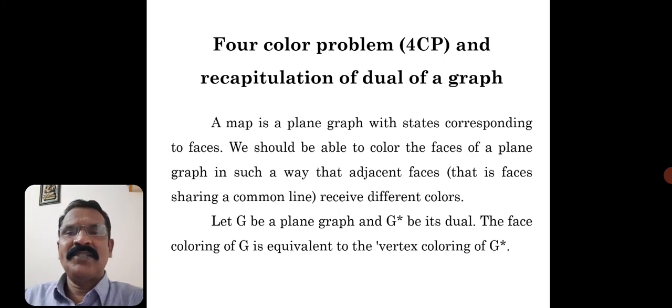So that is very interesting. If you color the geometrical dual of a graph, whatever the color you are getting for the vertices, in which the adjacent vertices have different colors, then after coloring the dual of a graph, if you use the same colors for the corresponding faces, that is nothing but the coloring of the plane graph. It implies you are coloring a map of any country or any state.